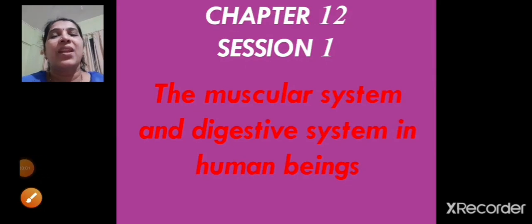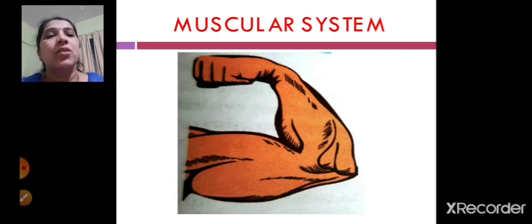Sairam students, welcome to the first session of chapter 12, that is the muscular system and digestive system in human beings. So children, can you see this figure? So these are your muscles, right?